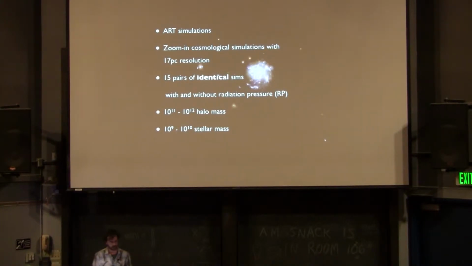One more thing I want to say is that radiation pressure has a tau of about 1 to 2. So that's how we're implementing our feedback. And most of these simulations are conducted all the way down to a redshift of 1.